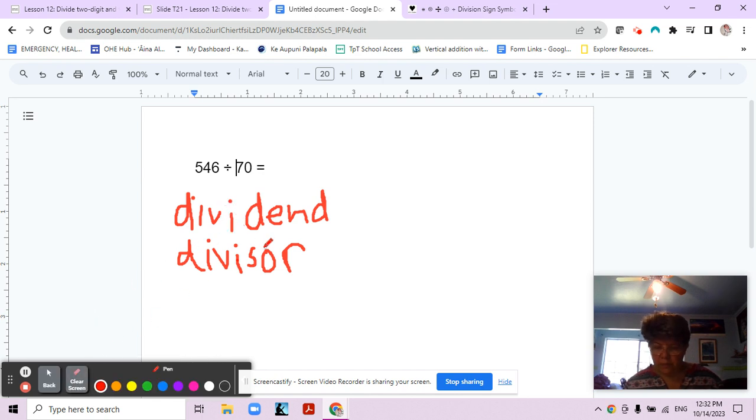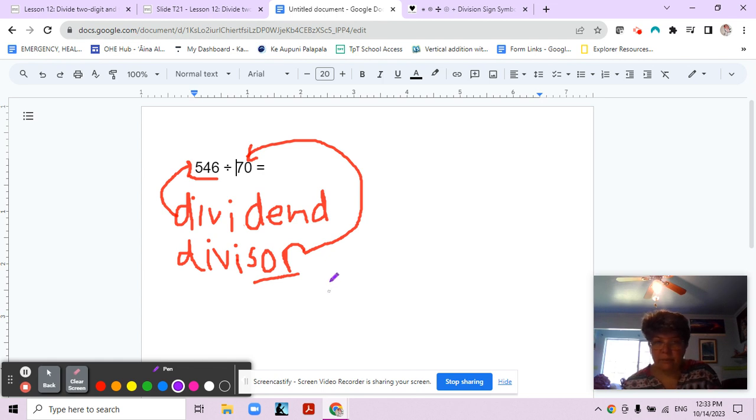Oh, right. So the dividend is 546 because it is being divided by another number. We would read this 546 divided by 70. So the dividend is the one that's being divided. And 70 is the divisor because it's the one doing the dividing. So like I said, teacher, runner, swimmer, ending in OR or ER, that's because they're doing an action. All right, so let's get into doing the work here.